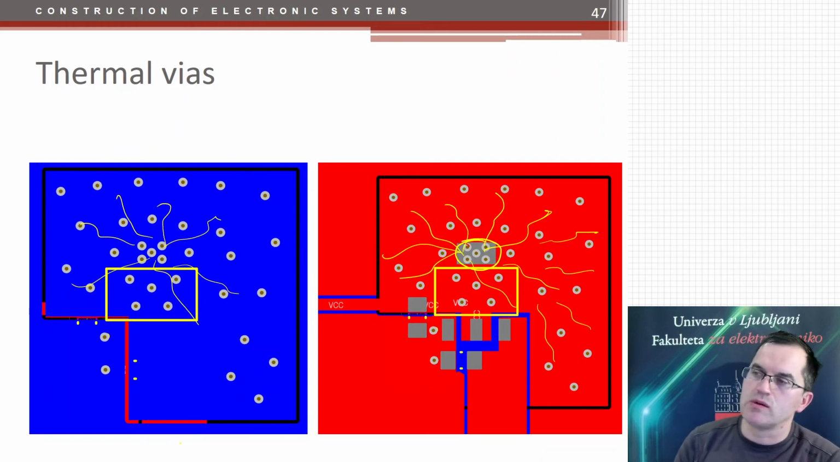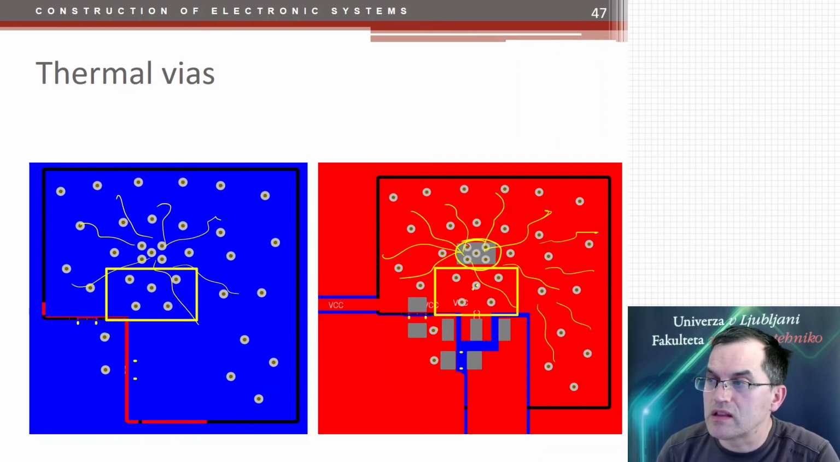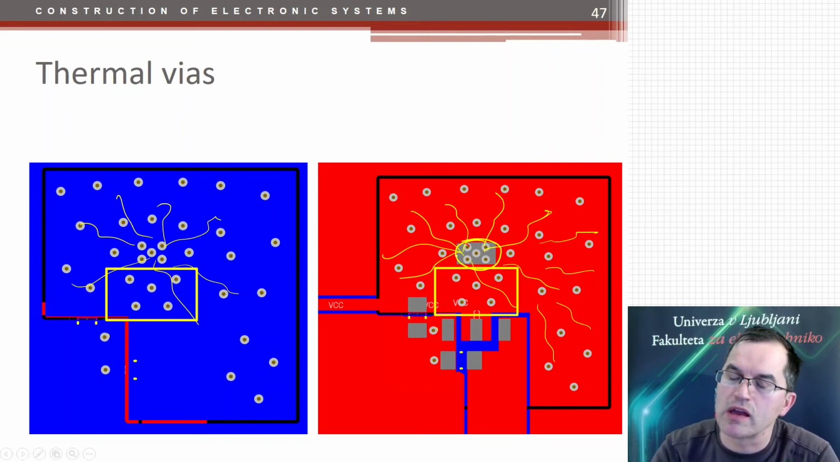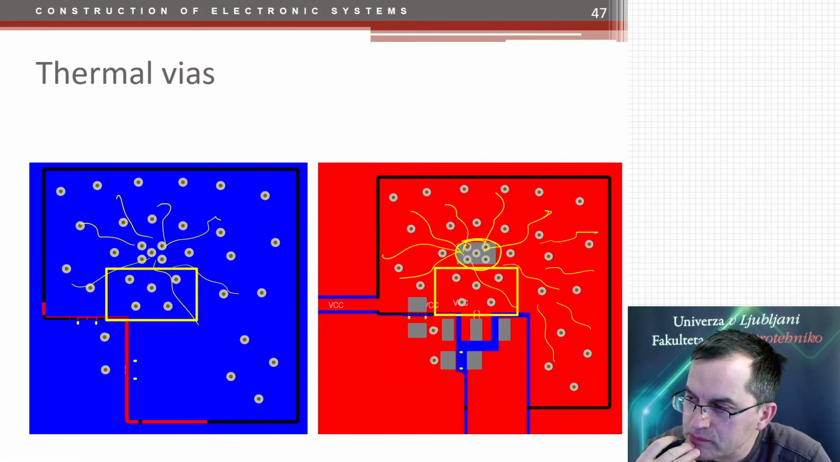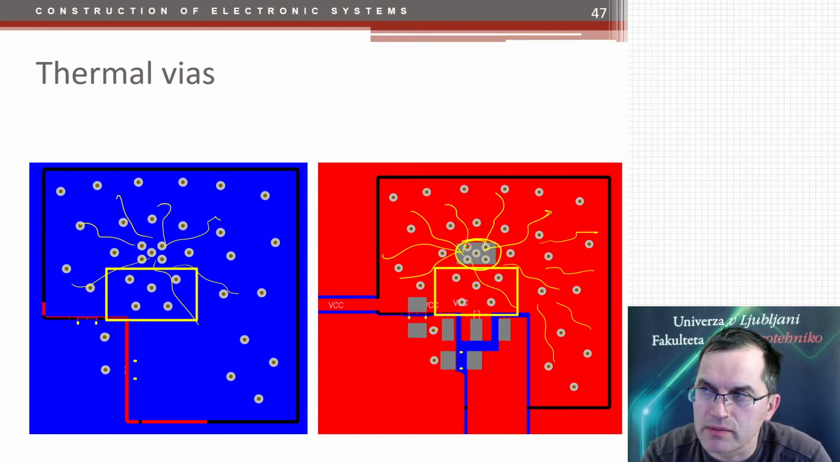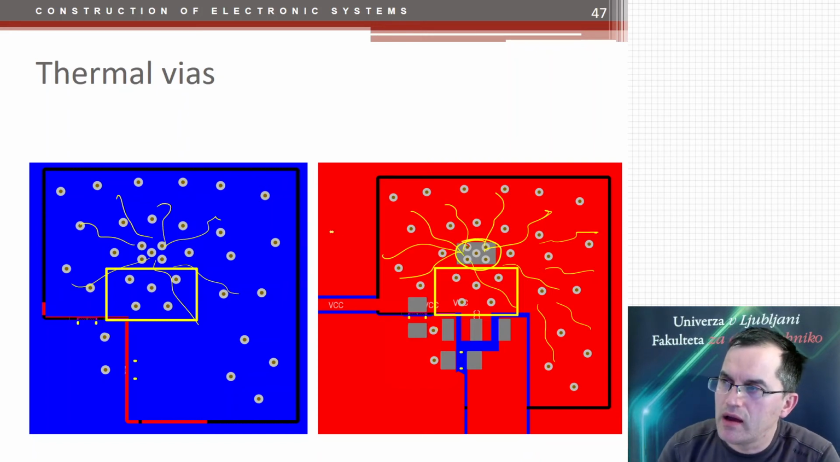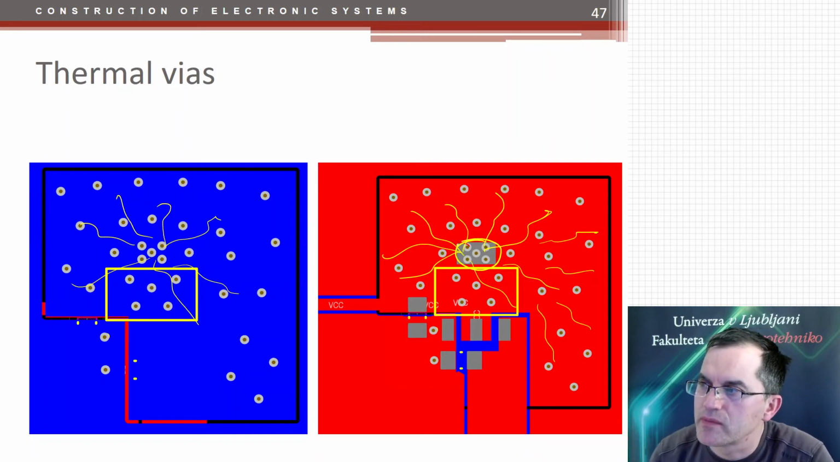So this is a way to go, and with large components you can afford to have thermal wires on the pad, because if you have thermal wires on a pad on a very small component, then you can get problems with soldering. But here it's not a big issue.